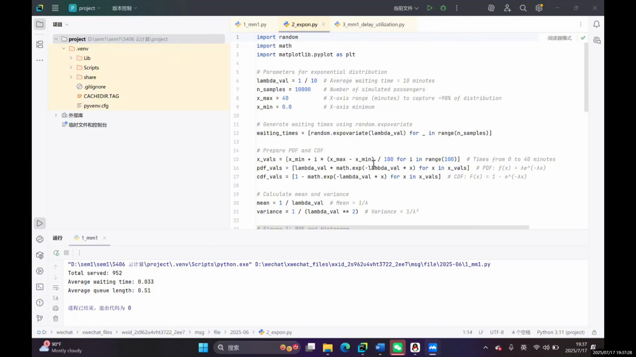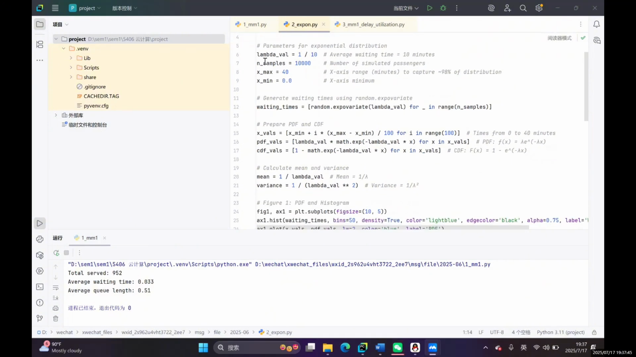And in the code, I first import random to generate random waiting times and math to calculate exponential probability functions, and matplotlib is also used to visualize the simulation results. First, I define the arrival rate and set it to 0.1, which means on average a bus comes every 10 minutes, and I simulate 10,000 passengers to get a statistically significant result.